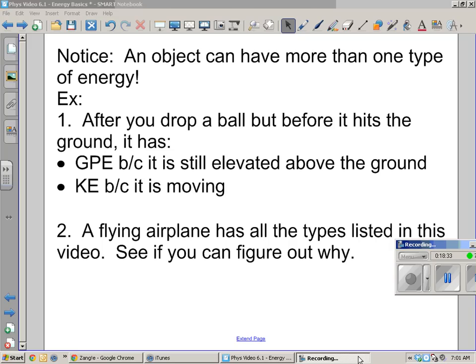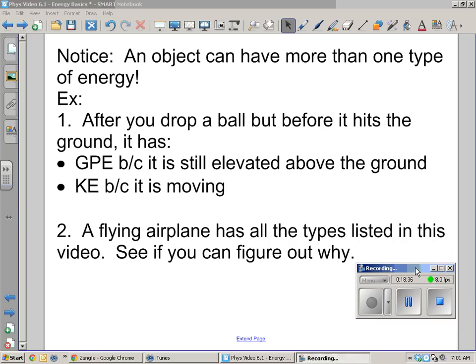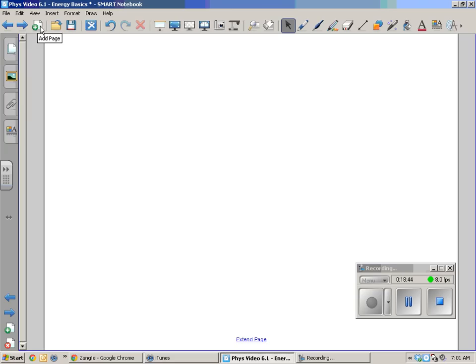Okay. All right. So finally, an object can have more than one type of energy. Example, after you drop a ball, but before it hits the ground, right? Let me go to a blank slide here. So here's our ball. And you drop it.